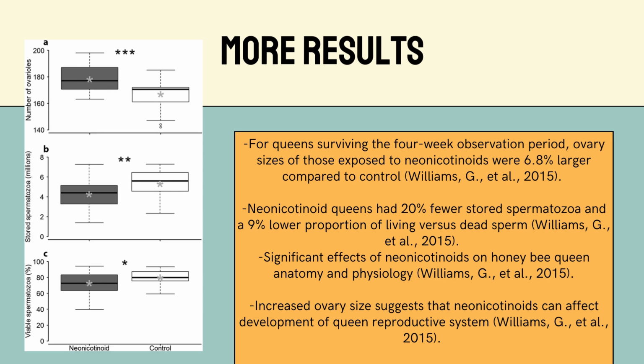More results included that in queens surviving 4-week observation periods, ovary sizes of those exposed to the neonicotinoids were 6.8% larger than those compared to the control. Neonicotinoid queens had a lower percent of stored sperm and a 9% lower proportion of living versus dead sperm. Significant effects of neonicotinoids on honeybee queen anatomy and physiology were shown here in these 3 different charts. And increased ovary size suggests that neonicotinoids can affect development of queen reproductive systems.